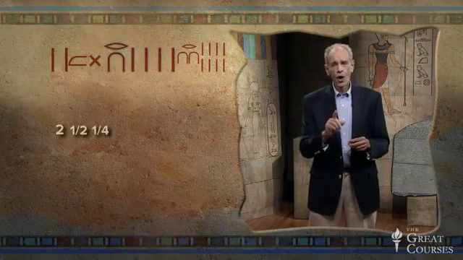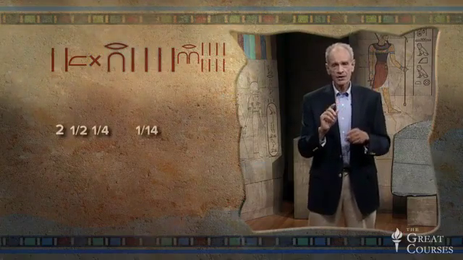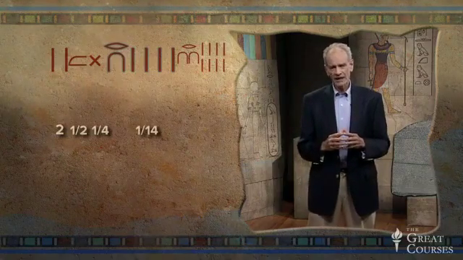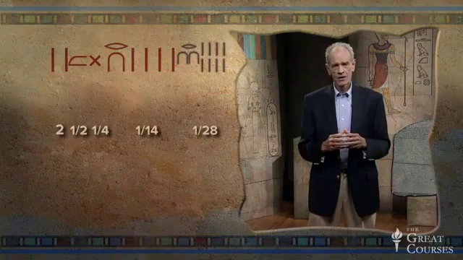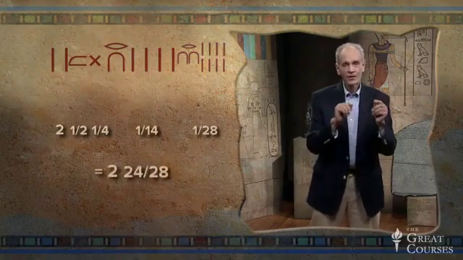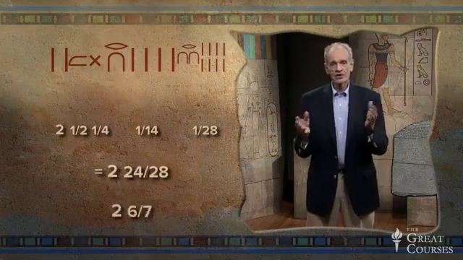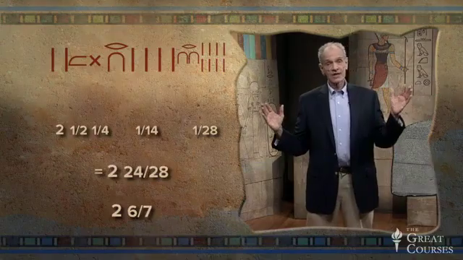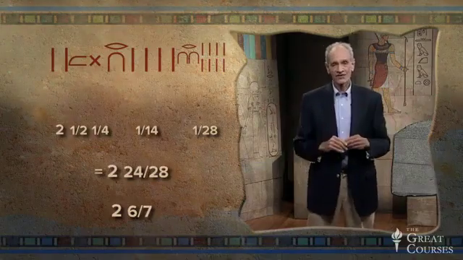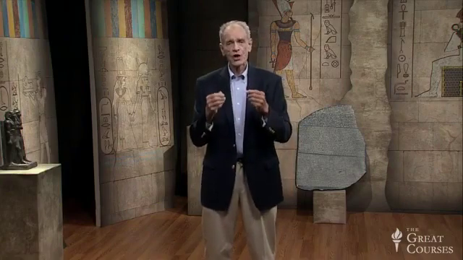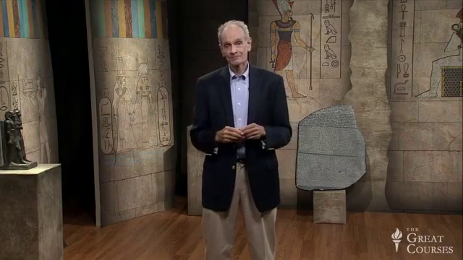Next, we have 1/14, because we have the mouth sign before the hoop and 4 strokes. Finally, we have 1/28, all of which adds up to 2 24/28, which simplifies to 2 6/7, which, as promised, is half of 5 5/7. But our Egyptian mathematicians couldn't write it that way. They had to use only numerators of 1.